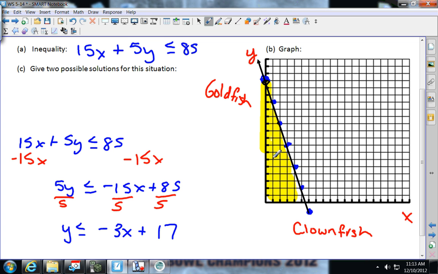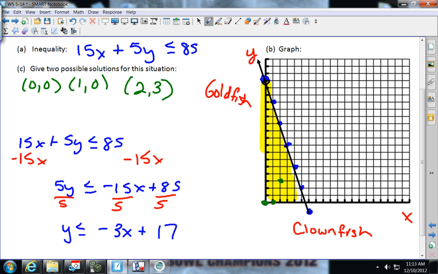The next question says, give 2 possible solutions for the situation. Okay, a possible solution would be, I guess, 0, 0. That she didn't have to buy any. 1, 0. Maybe she only wanted 1 clownfish. Oh, maybe it's 2, 1, 2, 3. Remember, it's anything in the shaded area.